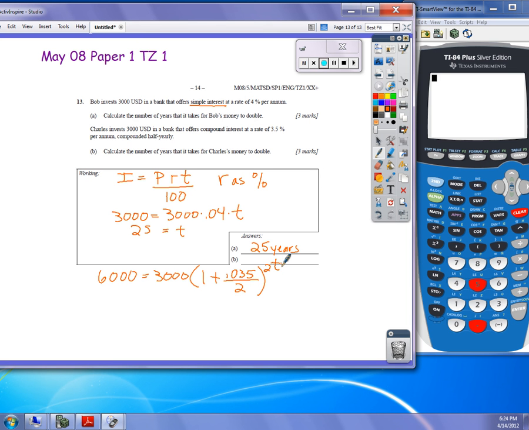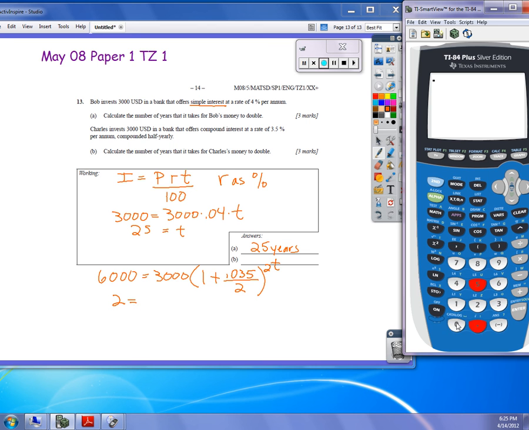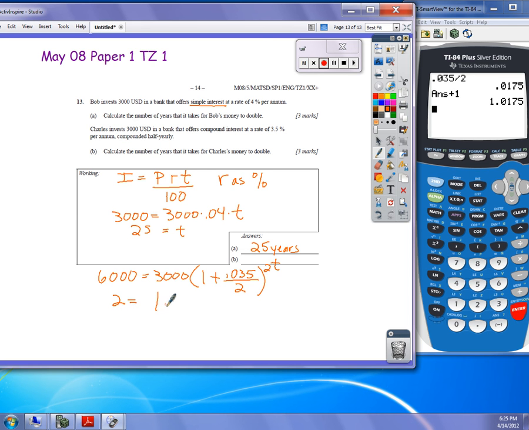Now, there are a couple ways we can solve this problem. We can solve it using logs, which I'll do in a second, or we can solve it using just the calculator. Divide both sides by 3,000. 2 is equal to, and I want to take 0.035 and divide by 2, and then add 1 to that. So I've got 1.0175 to the power of 2t.